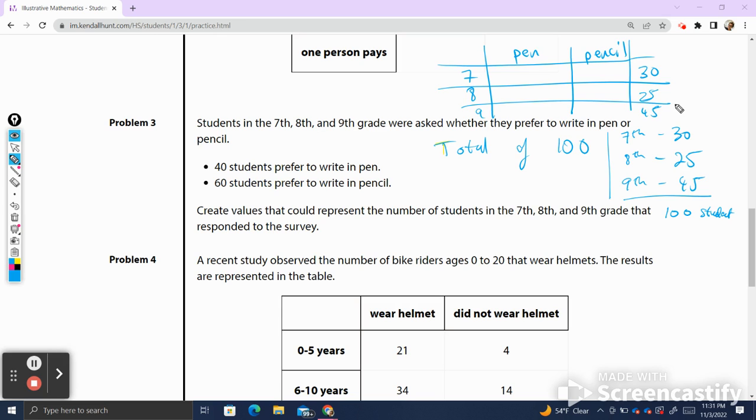So let's say 20 of them preferred pen. That means 10 would have to prefer pencil. If 20 8th graders preferred pen, 5 would prefer pencil. And if 20 9th graders preferred pen, then 25 of them would prefer pencil, because I know totals have to add up to each of my total number of students. The probability that 7th, 8th, and 9th graders all had the exact same number of students prefer pen is pretty low, but we just need our data to match the example in the problem.